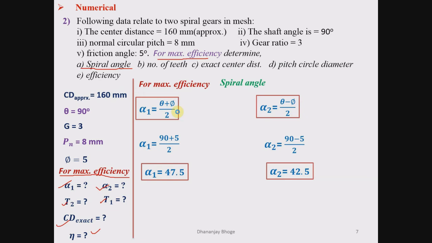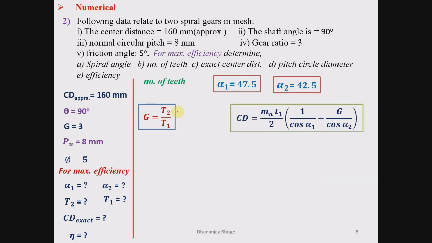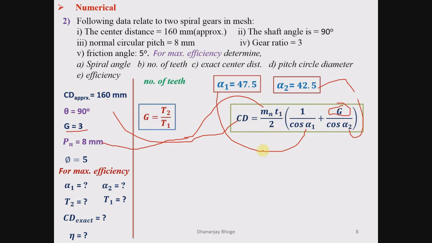Okay. Next, number of teeth. See what is given: center distance and gear ratio. You will use the same equations. Same thing here now. From where do we find Mn? Pn is given. So we can determine Mn, which is equal to Pn divided by pi. Alpha 1 is with us, 47.5. Alpha 2 is known, 42.5. Gear ratio is 3, so we can write 3 for G. Center distance is given as 160. So solve this equation and find out the value of T1.